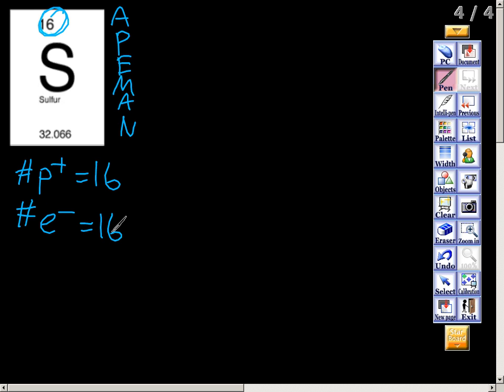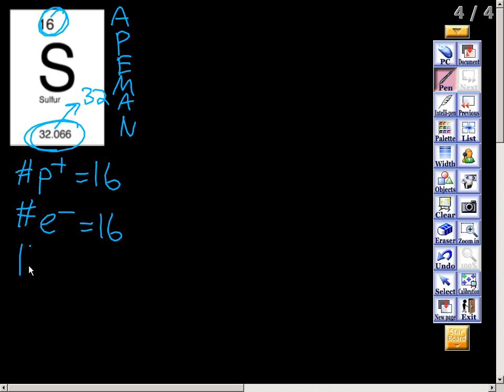Next up, mass number minus atomic number is neutrons. Now, the mass number is usually a decimal. We round this number with our regular rounding rule. So we're going to take this 32.066 and just round it to 32.